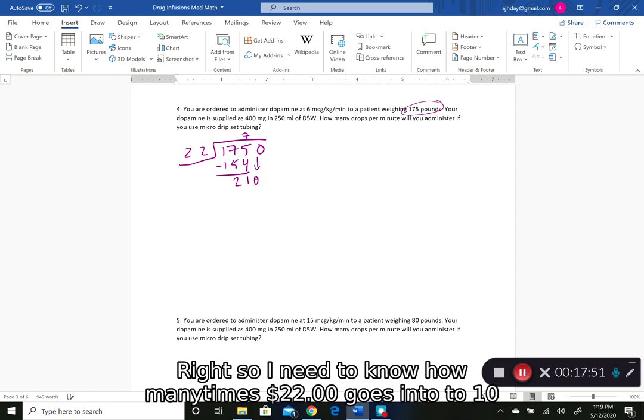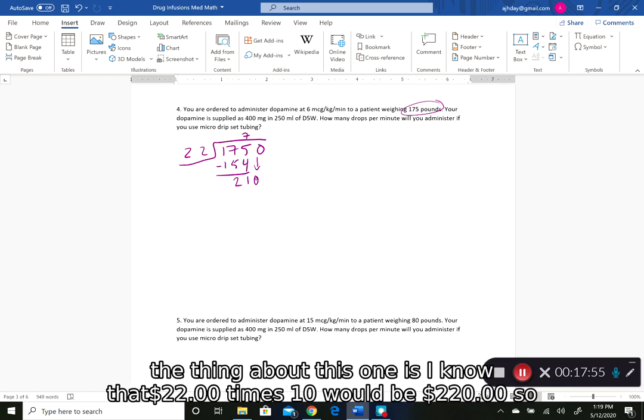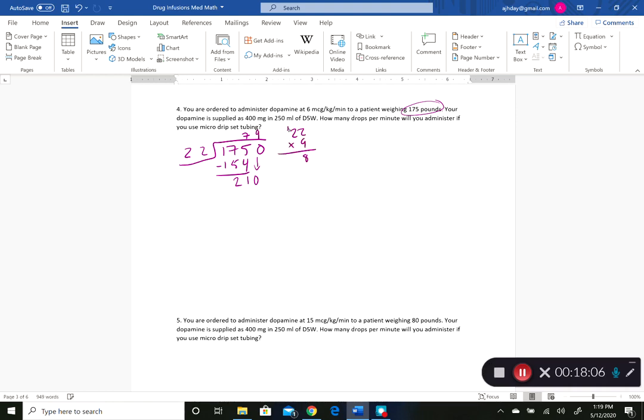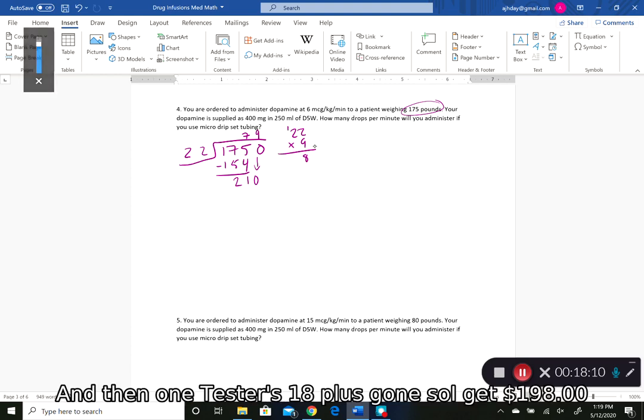All right, so I need to know how many times 22 goes into 210. The easy thing about this one is I know that 22 times 10 would be 220, so it's going to be one less than that at 9. 22 times 9. 9 times 2 is 18. And then 9 times 2 is 18 plus 1, so I get 198.